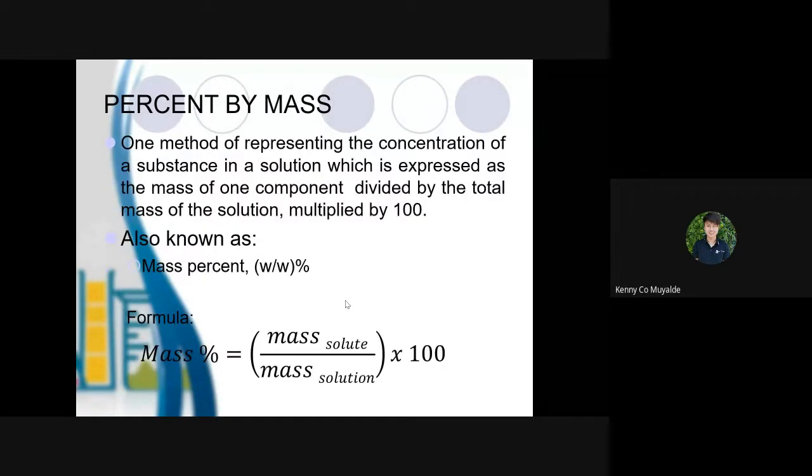So let's go with percent by mass. So one way to represent the concentration of a substance in a solution would be percent by mass. This is expressed as the mass of one component divided by the total mass of the solution times 100. Times 100 because this is percent, di ba? So the formula is mass percent is equal to mass of the solute over the mass of the solution times 100.